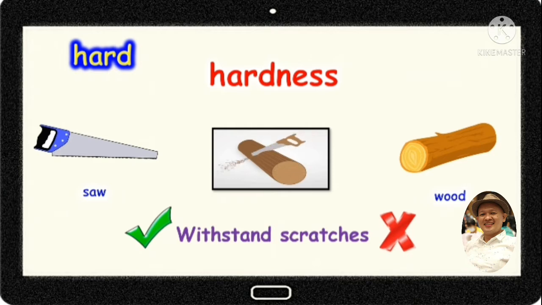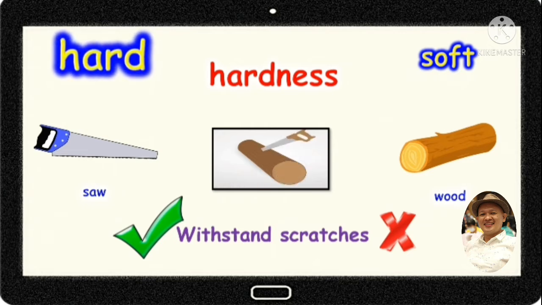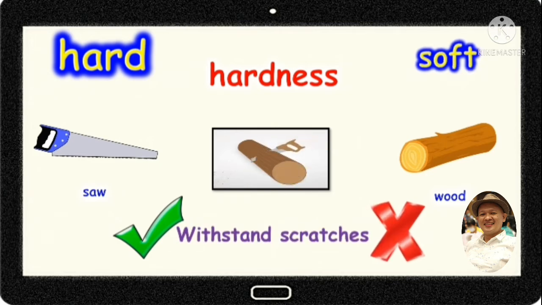Wood cannot withstand scratches because wood is a soft material. Again, saw is a hard material that can withstand scratches, and wood is a soft material that cannot withstand scratches.